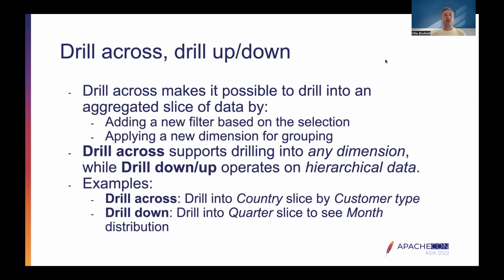The next features are called drill across and drill down or drill up. Drill down is essentially a subset of drill across, so let's look at that first. Drill across makes it possible to drill into an aggregated slice of data, changing the filters and group by columns in the chart. In practice, this temporarily changes the chart metadata by adding a new filter to the chart based on the selection, and then changing the group by to correspond with the dimension that the person wants to drill into. For the example birth names dataset, one might be interested in seeing the distribution of births per state in the girl slice, despite there not being any hierarchy associated between gender and state.